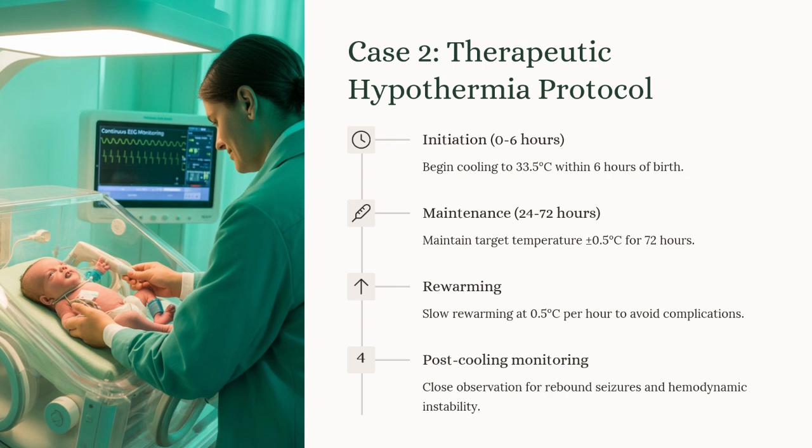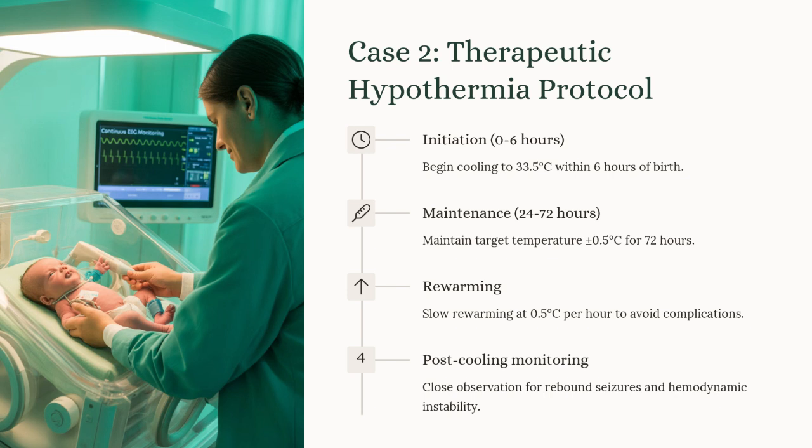Here's how it works. Phase 1, initiation. Cool the baby to 33.5 degrees Celsius within 6 hours of birth. Not 7. Not 8. Time is brain. Phase 2, maintenance. Hold temperature plus or minus 0.5 degrees Celsius steady for the next 72 hours.